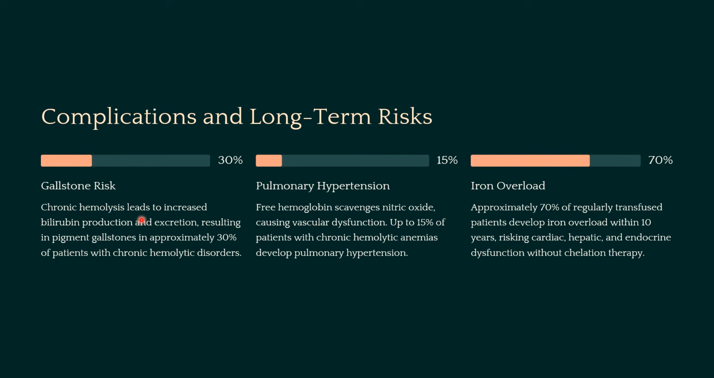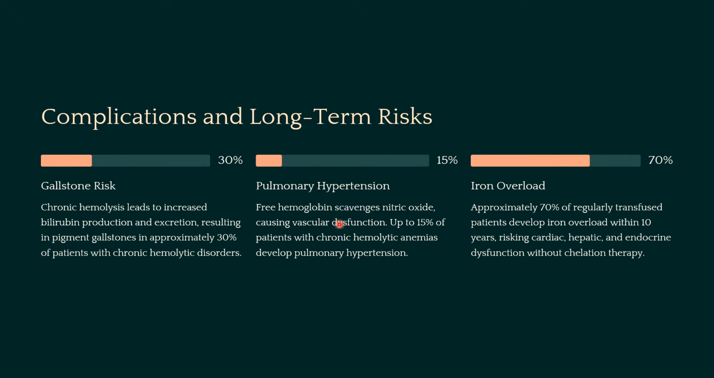Chronic hemolysis, not the acute one, leads to increased bilirubin production and excretion, resulting in pigment gallstones in approximately 30% of patients. It means that when there is a huge amount of bilirubin produced during hemolysis, this extra bilirubin will create a problem and form gallstones. So the risk is 30% of patients.